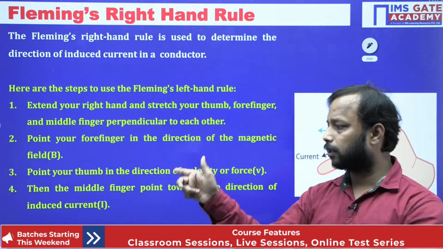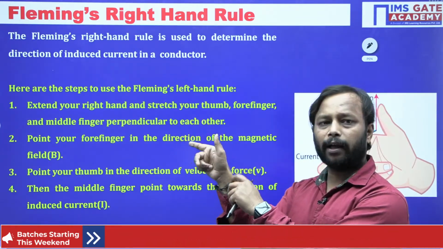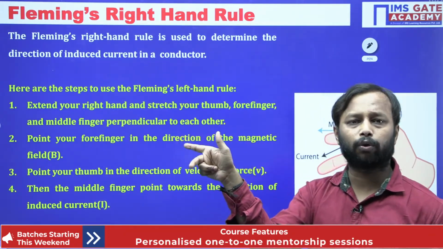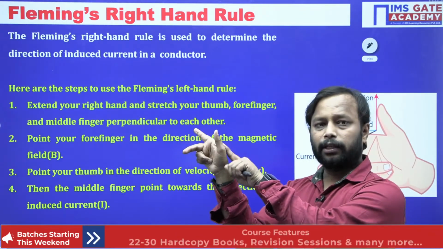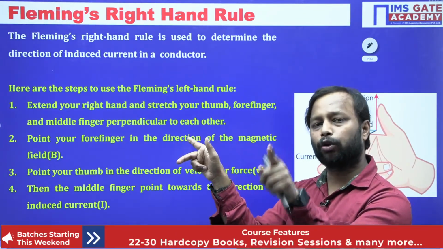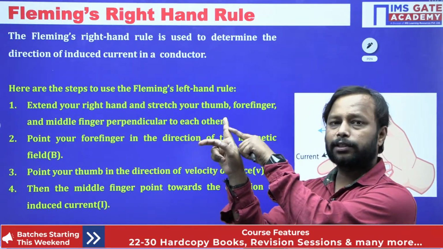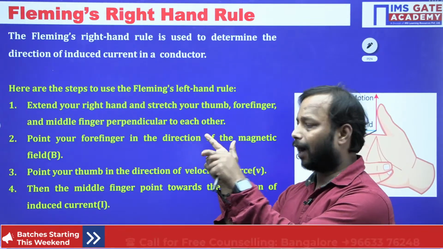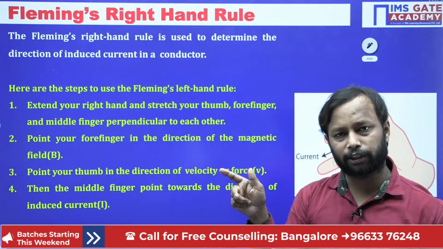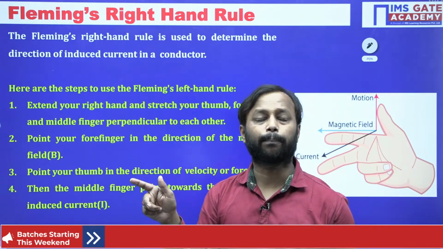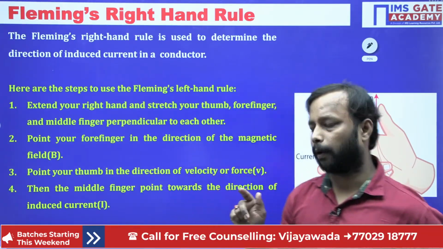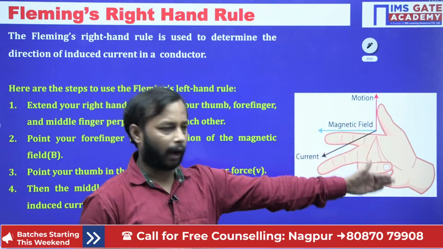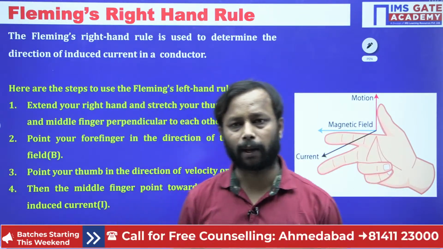So what it says: stretch your right hand and the three fingers, thumb, forefinger and middle finger, perpendicular to each other. Then the thumb should point towards the velocity or the force, the forefinger towards the magnetic field, and after that the middle finger will give the direction of induced current or the polarity of induced EMF, like this. See this picture. This is your right hand, and you are going to use the right hand in this manner.